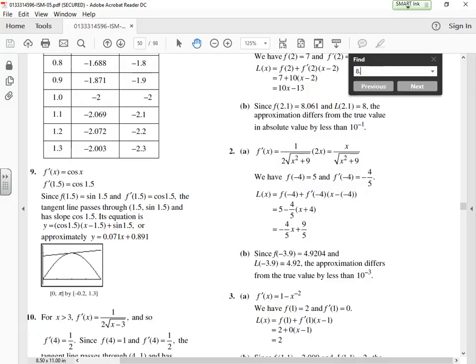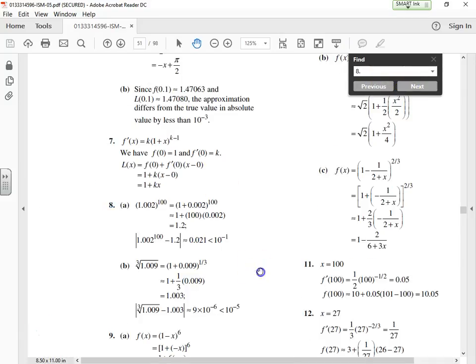8. You guys got them okay? I don't think you need to write that by less than, just subtract the 2. That's the absolute value, that's how far it differs. Next one.